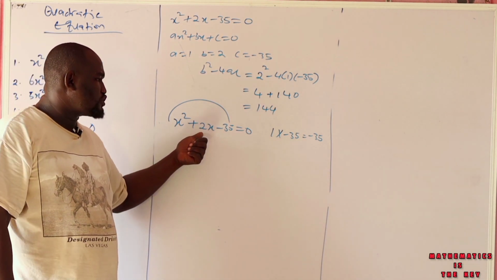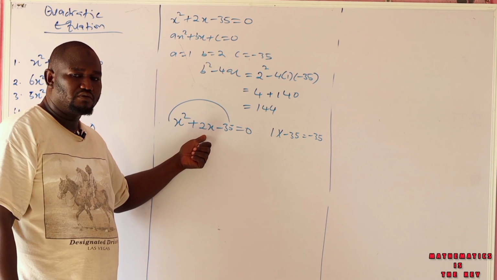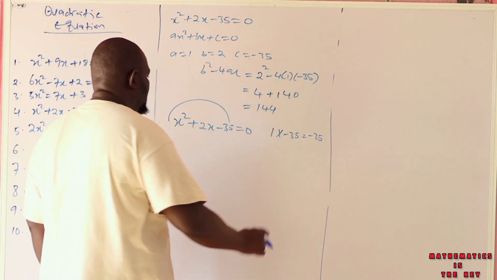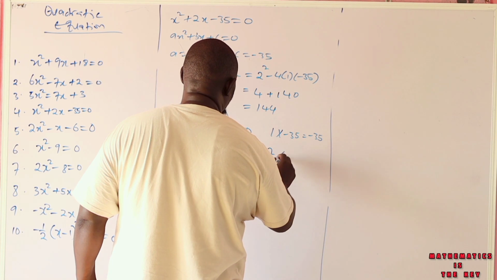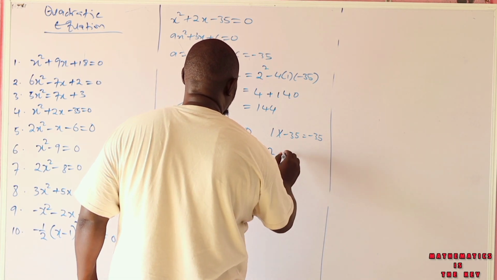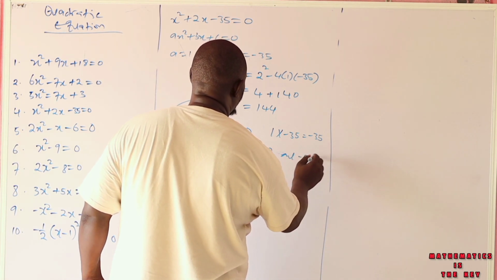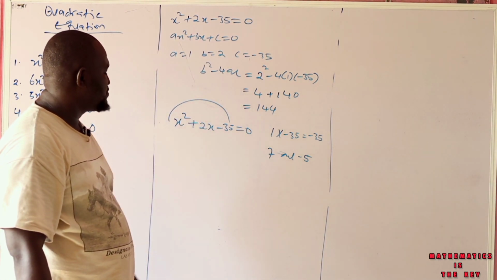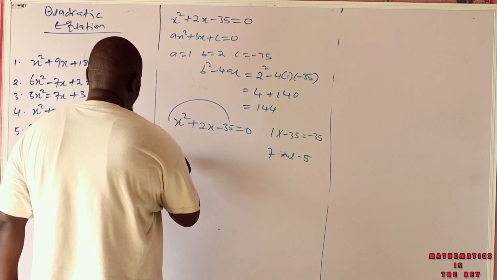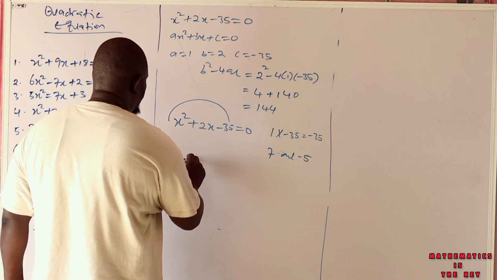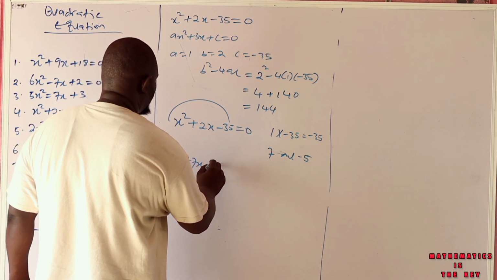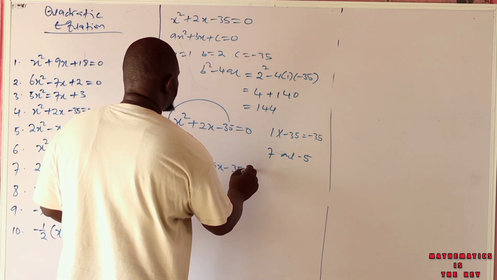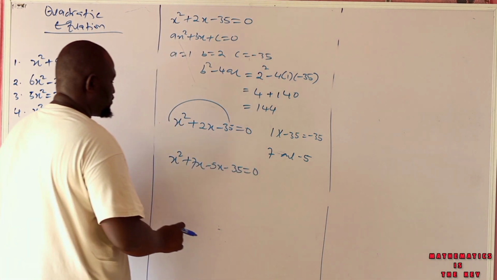However, the sum is positive. That means the bigger number is positive and the smaller one is negative. And these numbers are plus 7 and negative 5. Having these numbers, we replace the middle term with them. That is, we'll have x squared plus 7x minus 5x minus 35 is equal to 0.